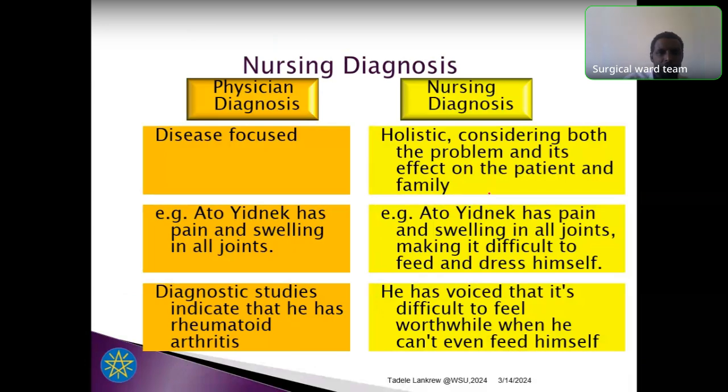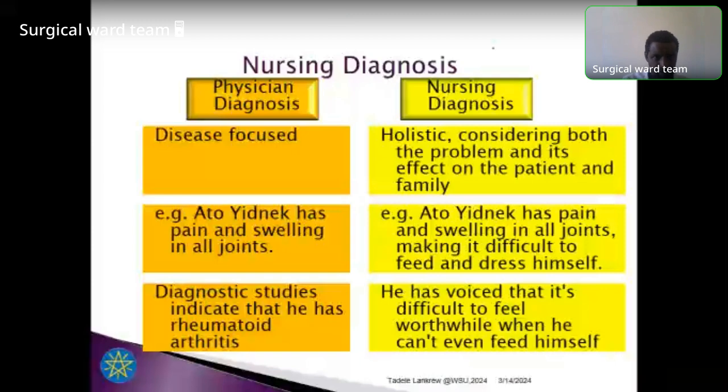When you see the comparison of nursing diagnosis and medical diagnosis, the medical diagnosis is focused on disease, but the nursing diagnosis is focused on the holistic approach to the patient. For example, the patient has pain and swelling in all joints. There the disease is the focus. In the nursing diagnosis, the patient has pain and swelling in all joints, making it difficult to feed and dress himself.